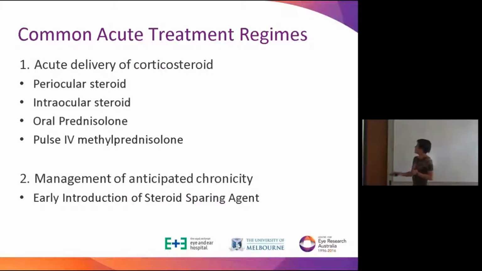All right, so common acute treatment regimens, okay, it's all about acute delivery of corticosteroid to control the episode the patient is having right in front of you, okay? That's periocular steroid, intraocular steroid, oral pred or IV. It all depends on the severity and where that inflammation is as to which one I'll choose. And then in patients where I know it's going to be chronic, that's when I have to think about chronicity treatment, okay? You can't keep these patients on corticosteroids regardless of the form long term because we know they have side effects. And that's when we have to think about steroid-sparing therapy. So that's what I'm going to go through.